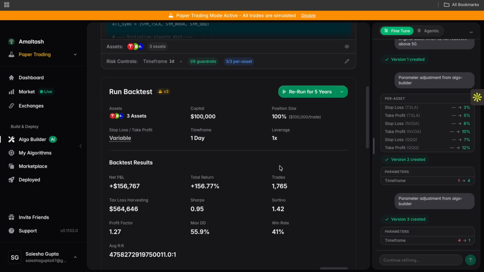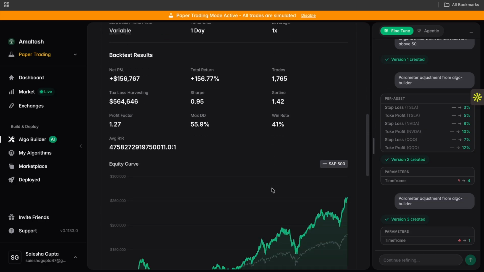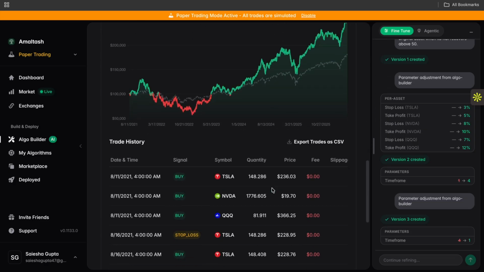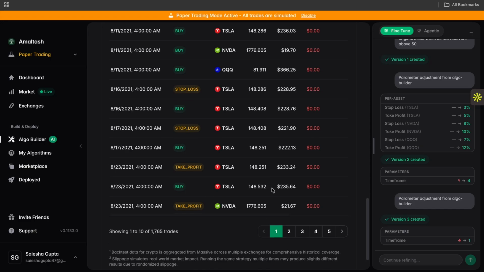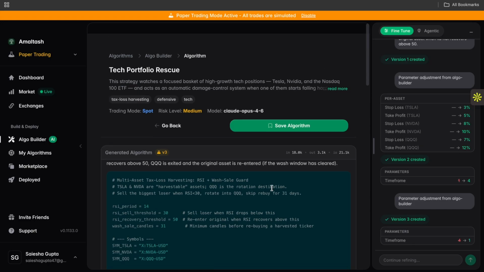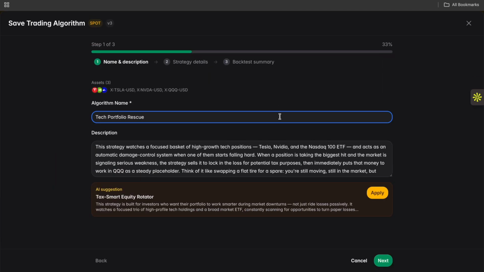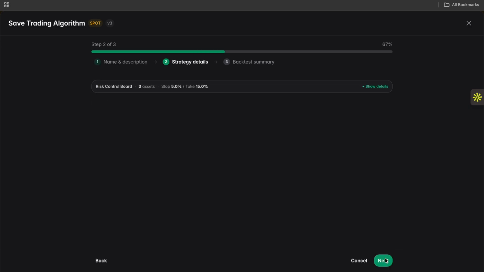Along with the P&L, you can see other metrics as well as an equity curve. You can also see all the trade logs. Remember to save your algorithm so that you don't lose out on your work. You can apply our AI suggestion as well for the description.